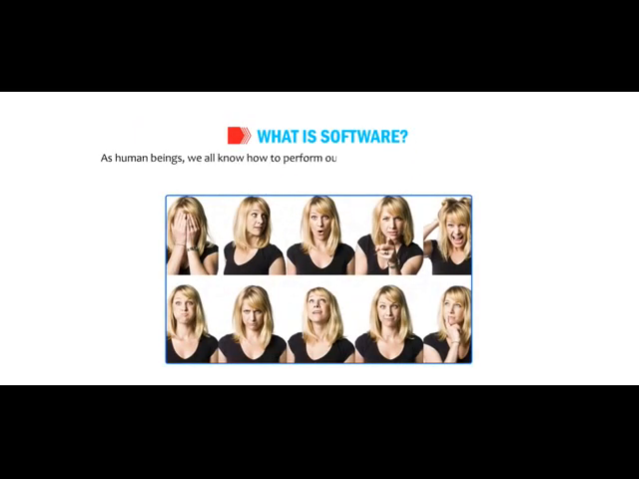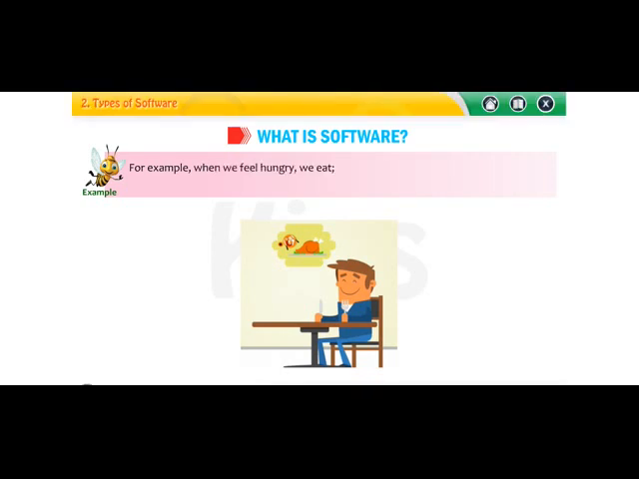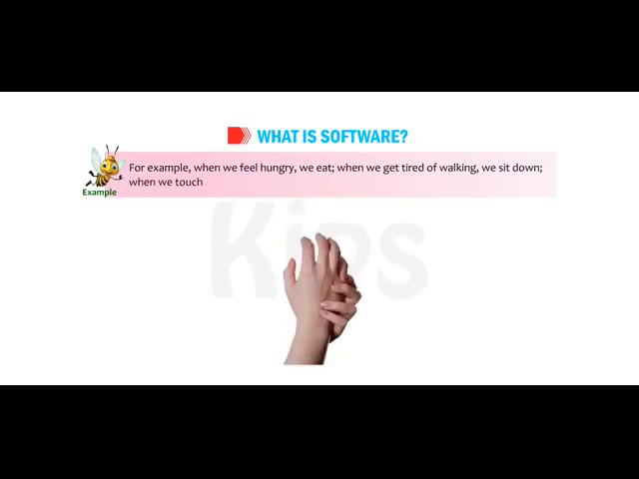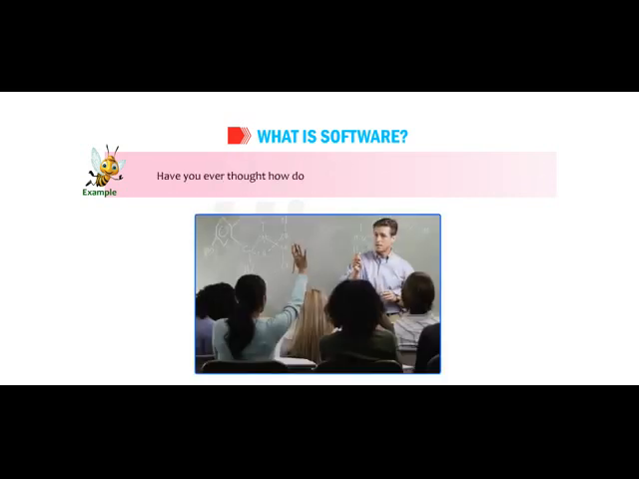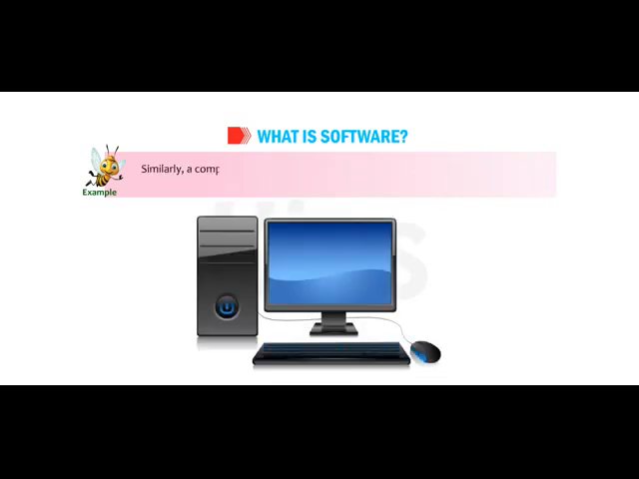As human beings, we all know how to perform our day-to-day activities and how to react in certain situations. For example, when we feel hungry, we eat. When we get tired of walking, we sit down. When we touch something extremely hot, we immediately remove our hand. Have you ever thought, how do we know what to do in these situations? It is the brain that gives us the instructions to act and react in this manner.